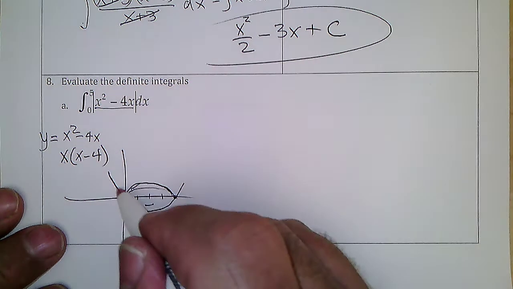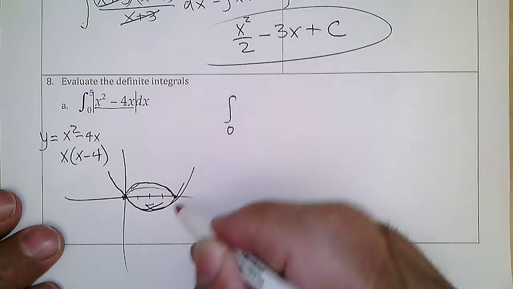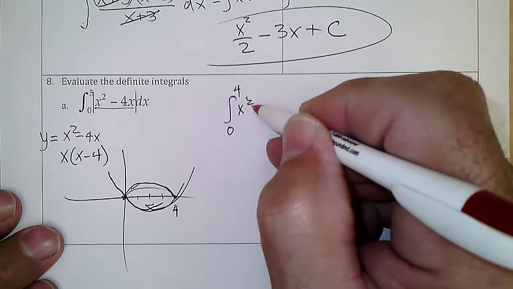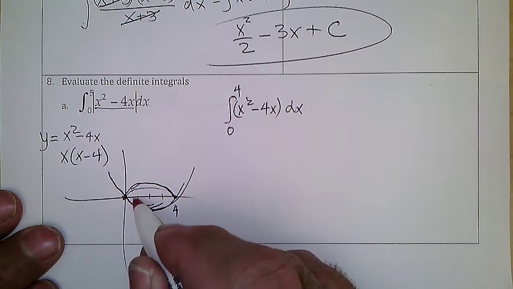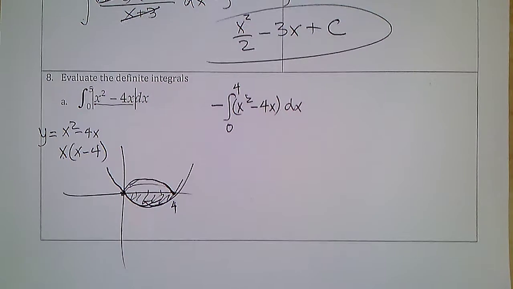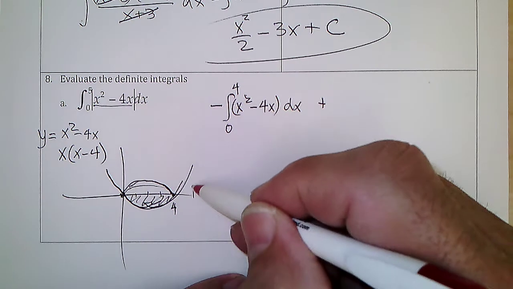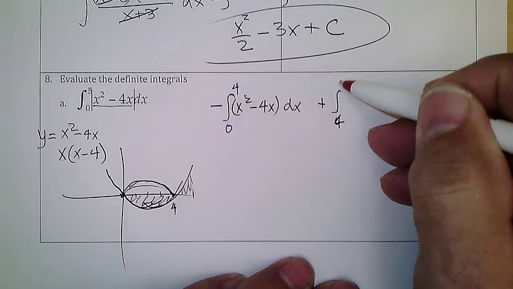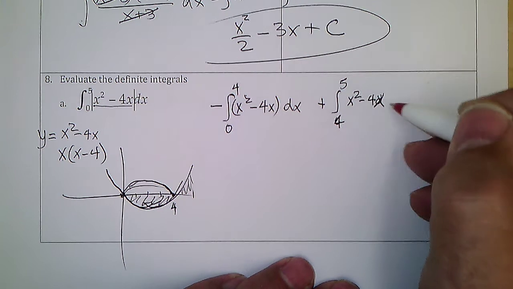So we can integrate the original parabola from 0 to 4 of the x squared minus 4x dx. And that would give us this negative area, and we'd want to make it positive because of the absolute value. So we'll change the sign on that. Plus, from 4 to 5, the area is positive, so we don't have to change that. So we can integrate from 4 to 5 of x squared minus 4x dx.